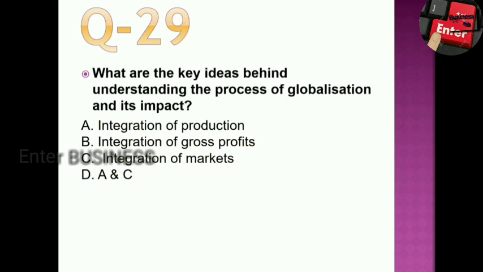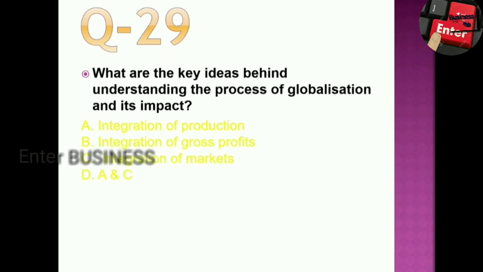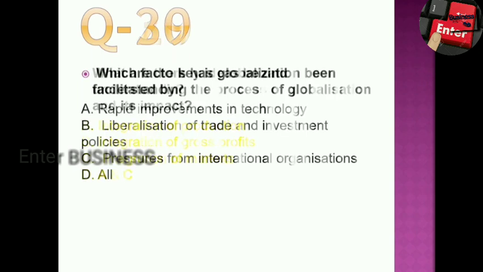And the next one is, what are the key ideas behind understanding of the process of globalization and its impact? Option A, integration of production. Option B, integration of gross profits. Option C, integration of markets. Option D, A and C. So the correct answer is option D, A and C.